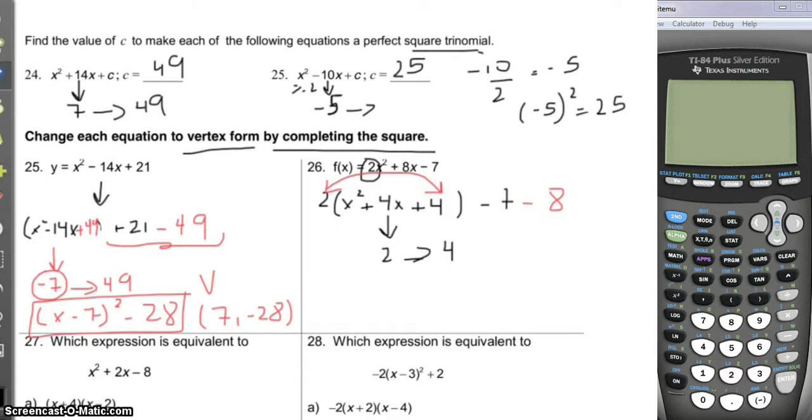Now over here what we did is that when we added a 49 on the inside, you had to subtract a 49 on the outside. Over here you added a 4. So usually you subtract a 4, but remember, you're not only adding 4, you're adding whatever 2 times 4 is, which is 8. So you need to subtract an 8.